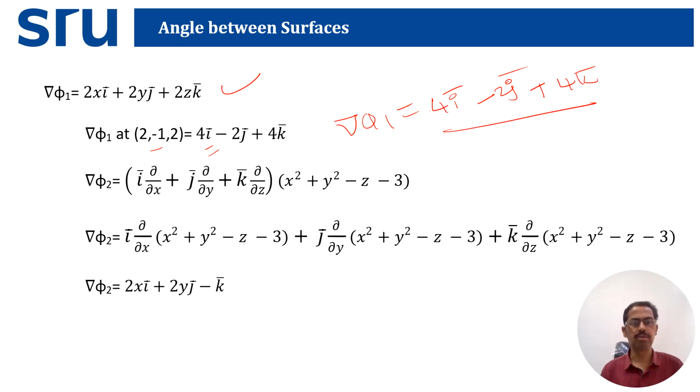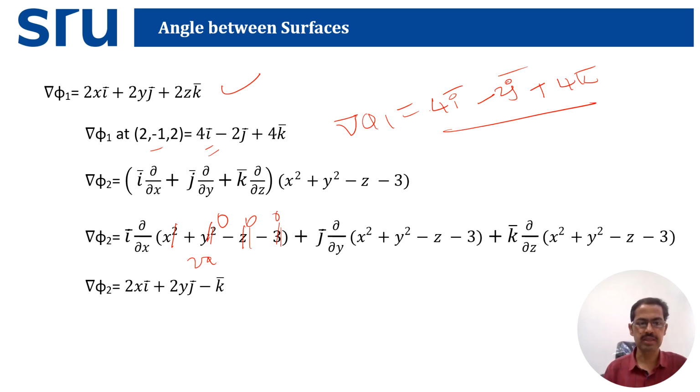Similarly, calculate del phi 2. What is del phi 2? i bar dou by dou x plus j bar dou by dou y plus k bar dou by dou z of phi 2. What is the phi 2 equation? x square plus y square minus z minus 3. So with respect to x, derivative of x square is 2x, derivative of y square is 0. Y is constant, z is also constant, and constant is also constant. This is 0, this is 0.